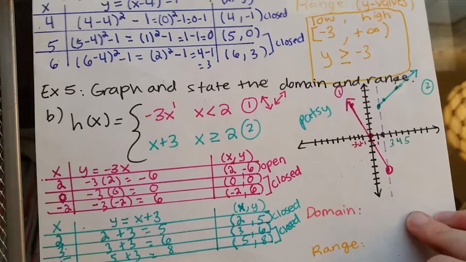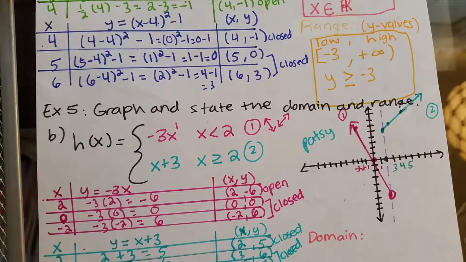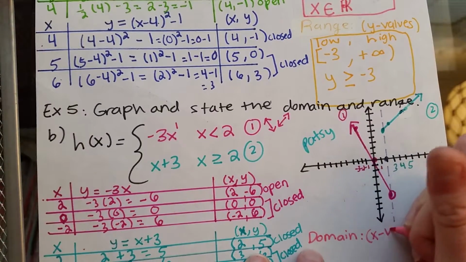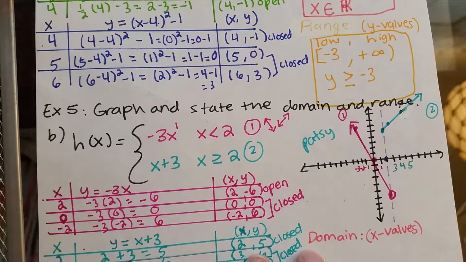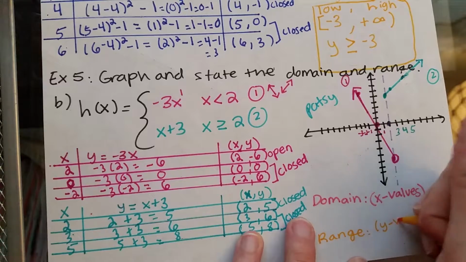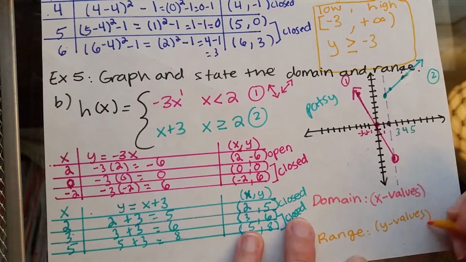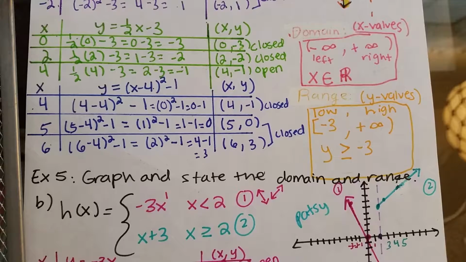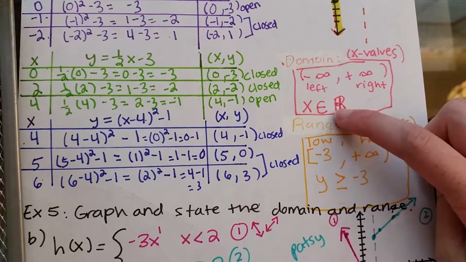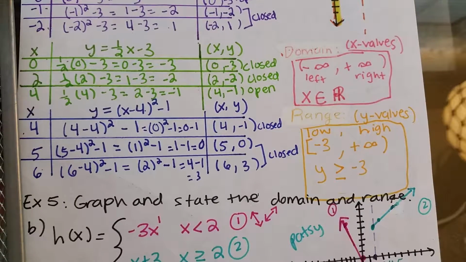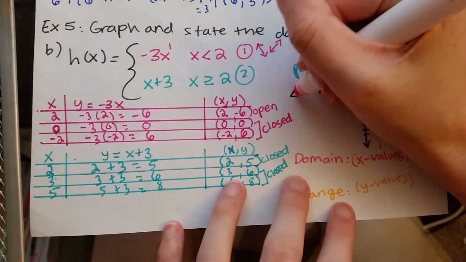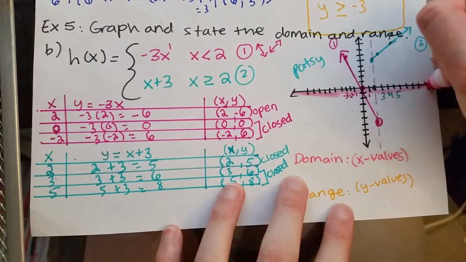Alright, and before we're done, we need to find the domain and the range. The domain are our x values, and the range are our y values. Like before, I'm going to show you how to use interval notation or inequality notation. So let's focus on our x values. Those are going to be the values on the x-axis. I'm going to highlight it in pink so you can get a visual.